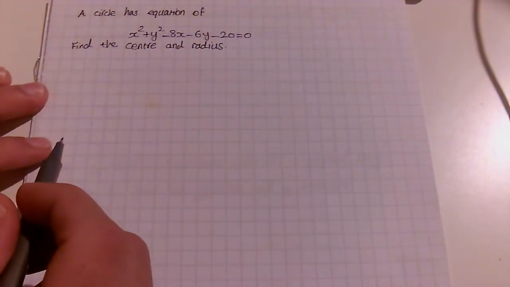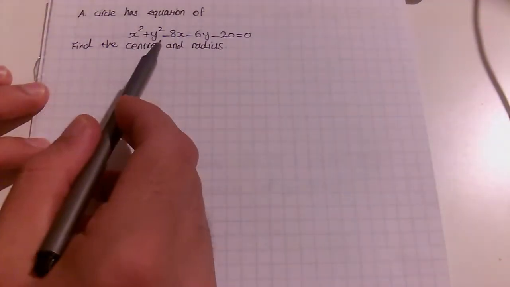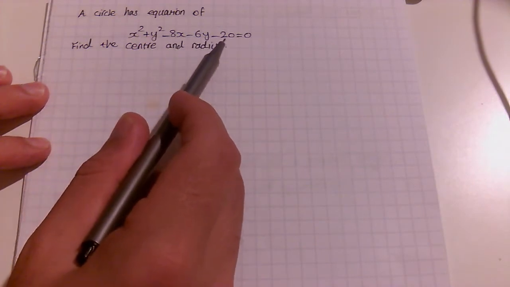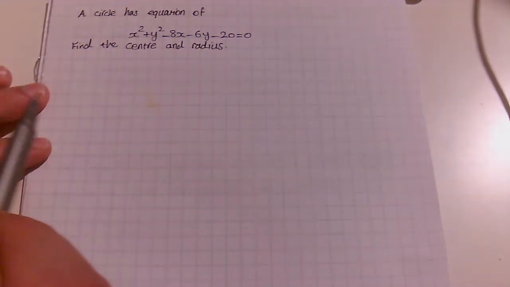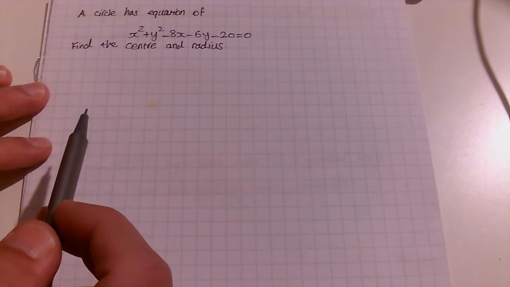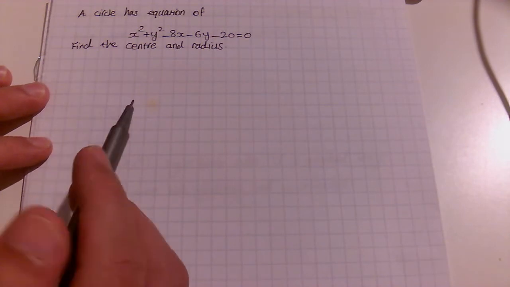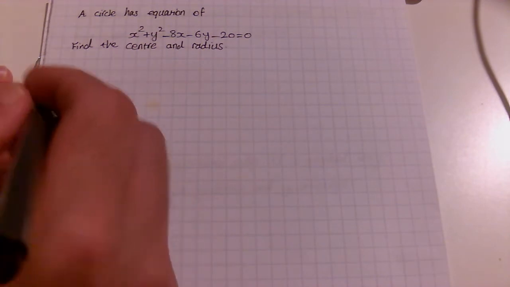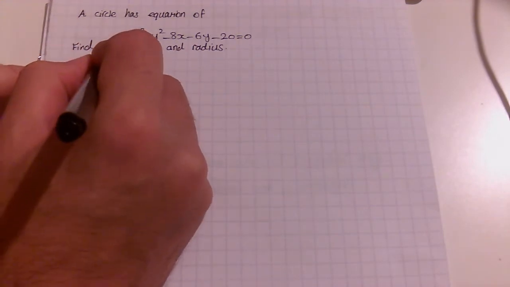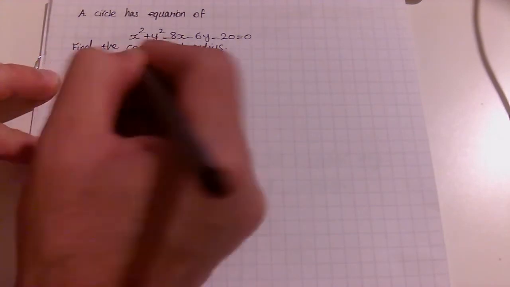A circle has the equation x squared plus y squared minus 8x minus 6y minus 20 equal to 0. Find the center and the radius of the circle. Okay, we need to complete the square for both x and y.